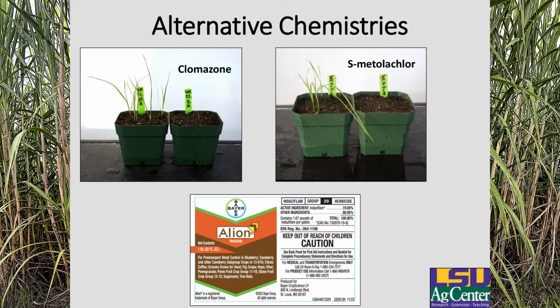So what are some alternative chemistries for controlling paraquat-resistant ryegrass? Pre-emerge, clomazone is great on ryegrass. S-metolachlor, that's your Dual products. Alion is a newly labeled product. I think it was labeled back in '21. It can be applied. However, read and follow the label.